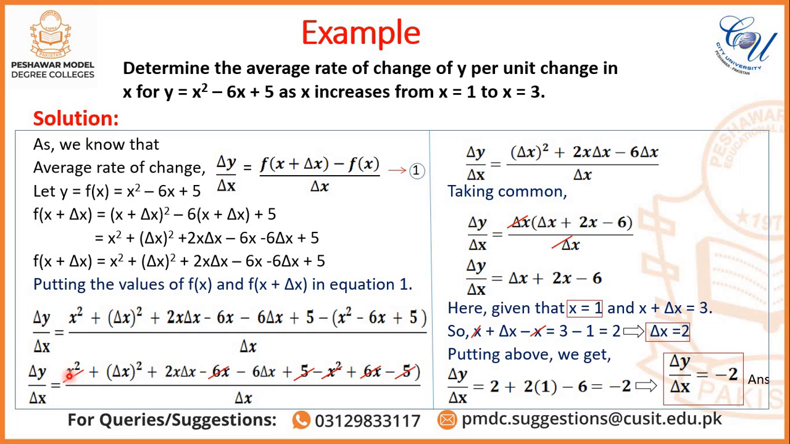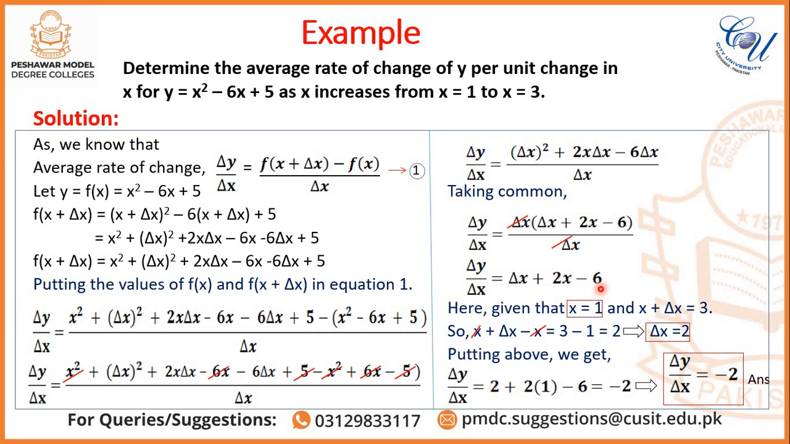Now we can see that x², 5 and 6x are cancelled with the opposite sign terms. So we are left with Δy/Δx = (Δx² + 2xΔx − 6Δx) divided by Δx. Now we see that Δx is common over here, so taking common, Δy/Δx = Δx(Δx + 2x − 6) divided by Δx. Upon cancellation, we are left with Δy/Δx = Δx + 2x − 6.